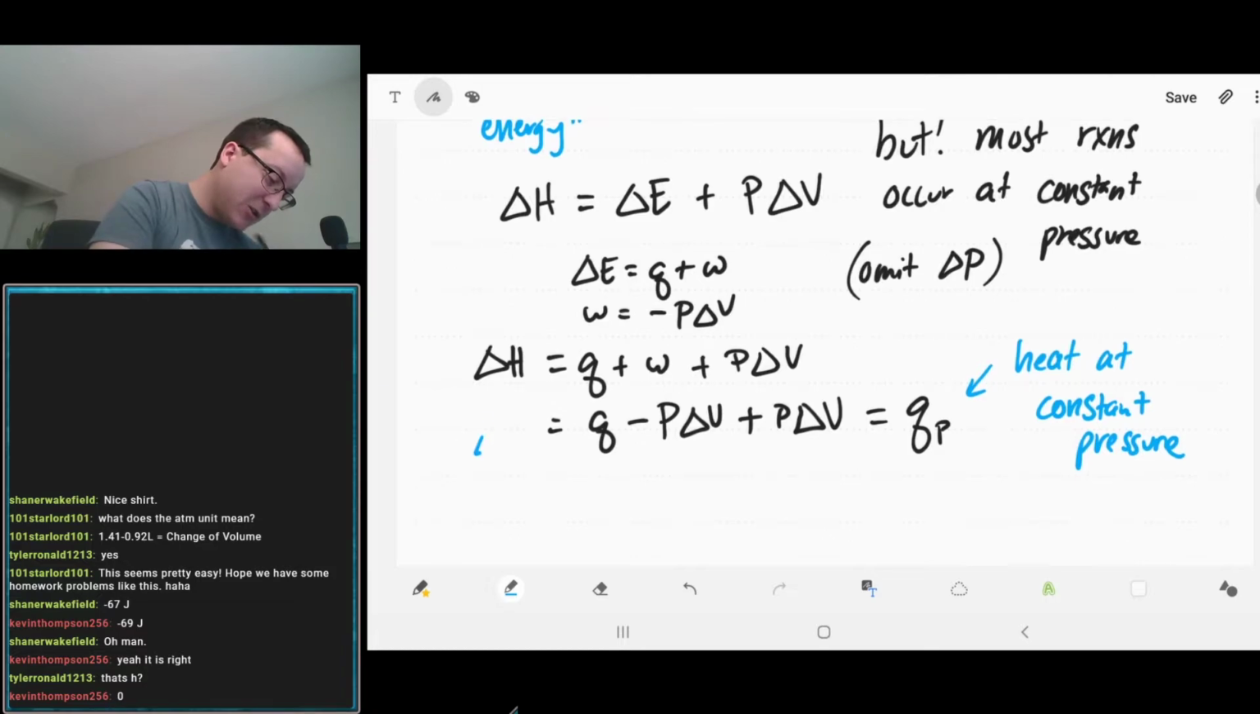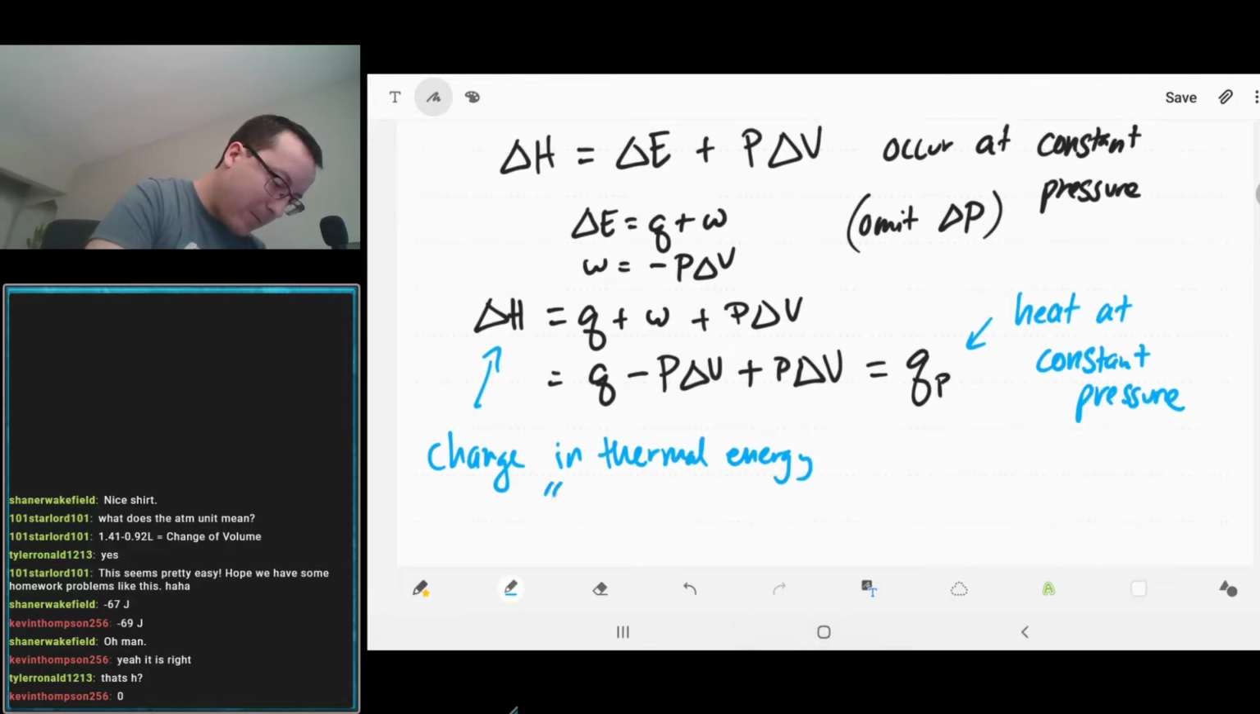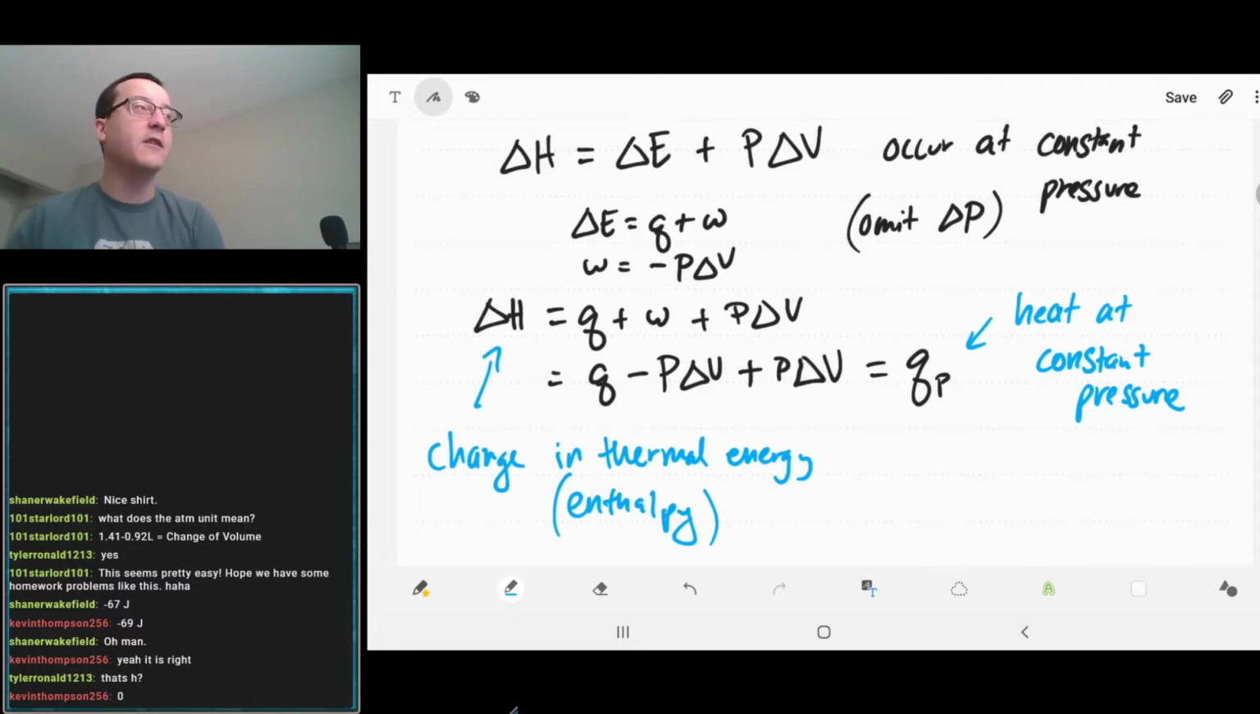So again, the change in thermal energy, or enthalpy (I should not put quotations, I meant parentheses, my bad), is just going to be equal to the heat at constant pressure. And so we're going to see that this is going to be a very valuable way for us to calculate things, because that's what we love to do, right? So this is how we're going to relate thermal energy to heat. While they are not technically the same thing, the change in thermal energy is absolutely related to heat.